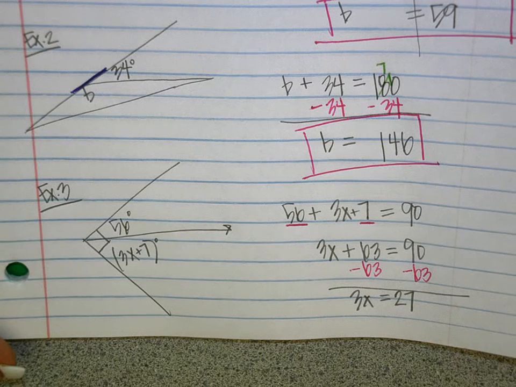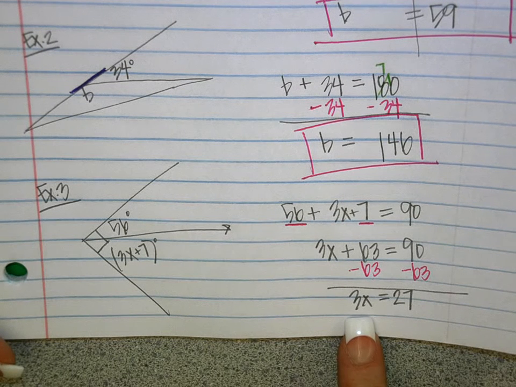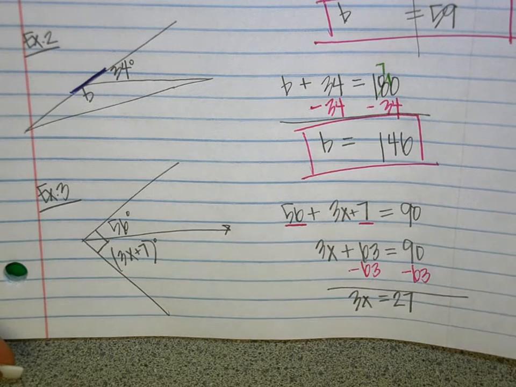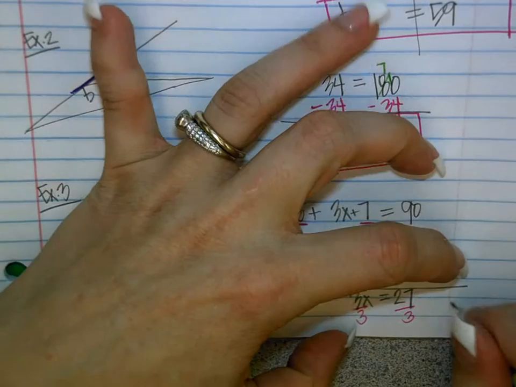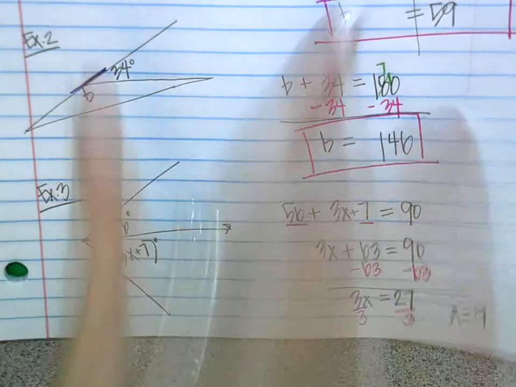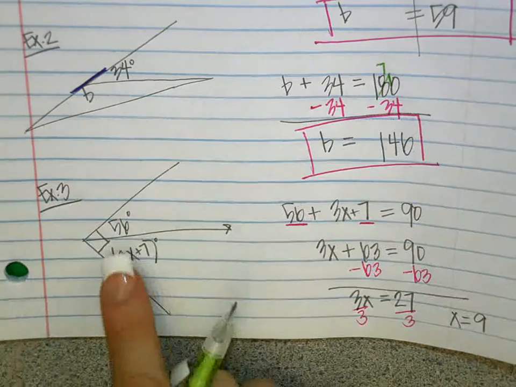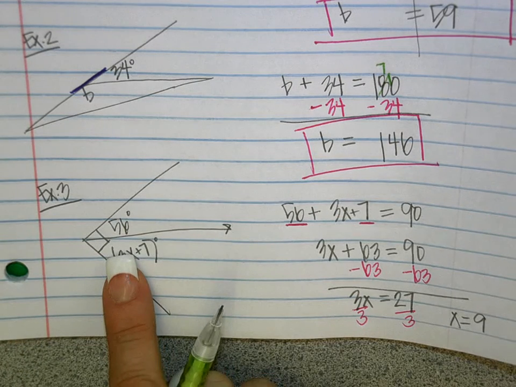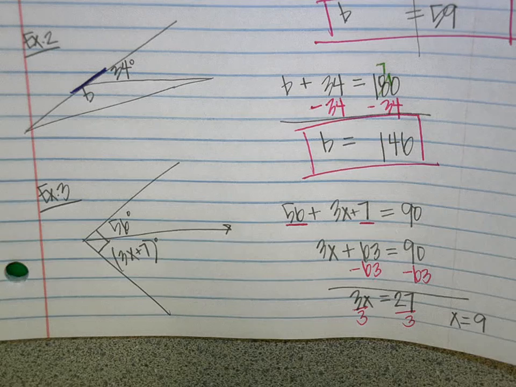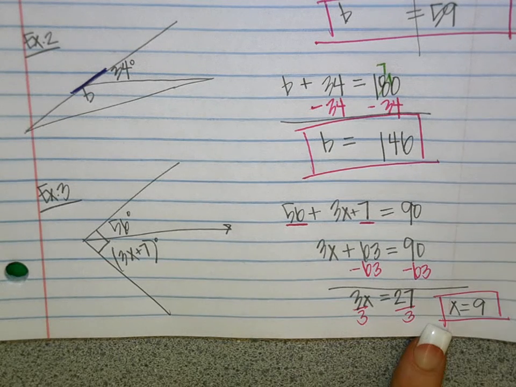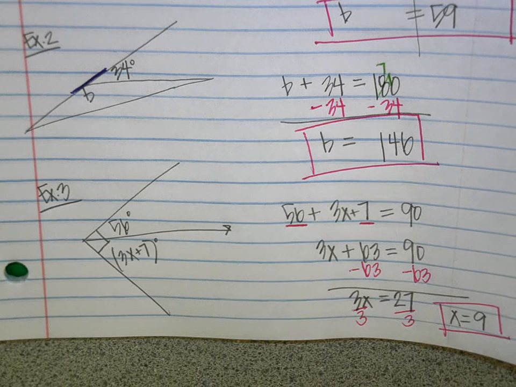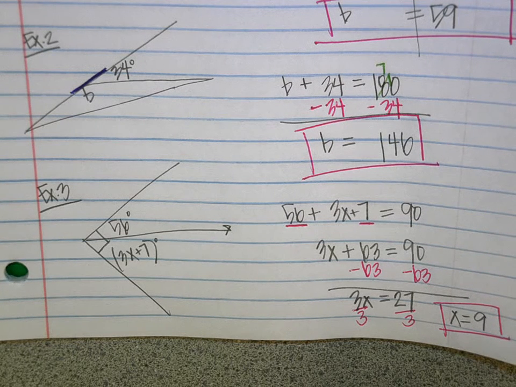And then how do I undo this 3? Do I add, subtract, multiply, or divide? Divide. So divide by 3. And you're going to get that x equals 9. Now, does the measure of this angle equal 9? No, it's just what the x equals. So I could ask you to plug back in. I am not, but I could. So make sure you're reading the instructions, paying attention. Anyone have questions so far? I have one more example for you and then you'll be good.